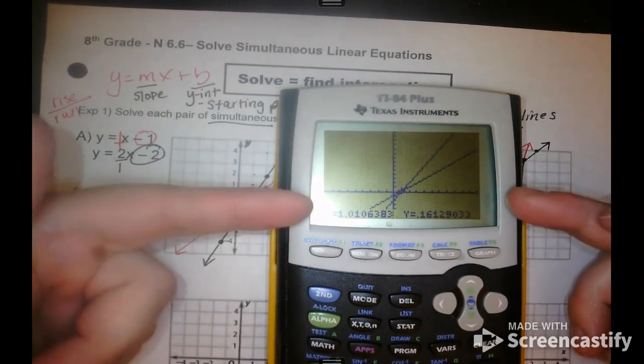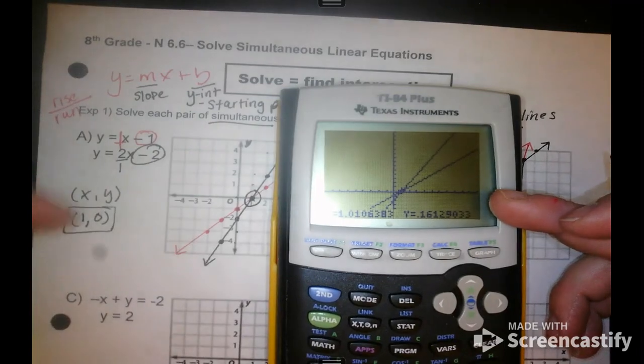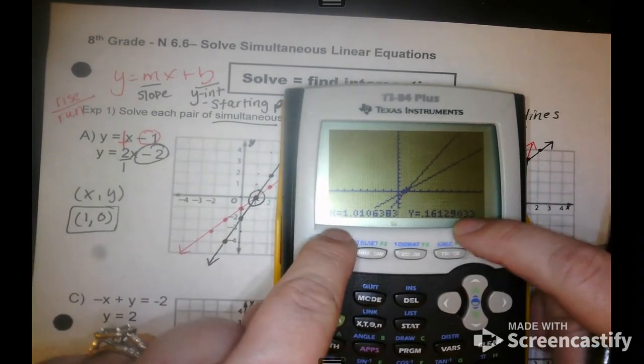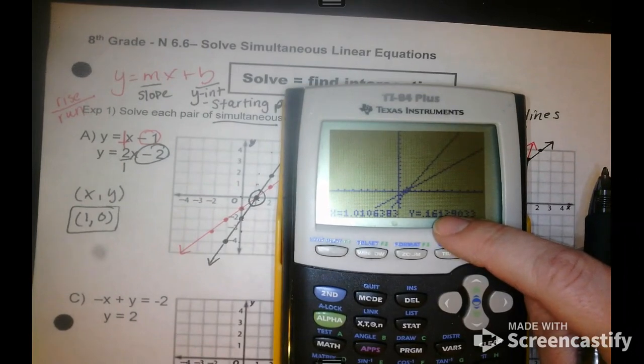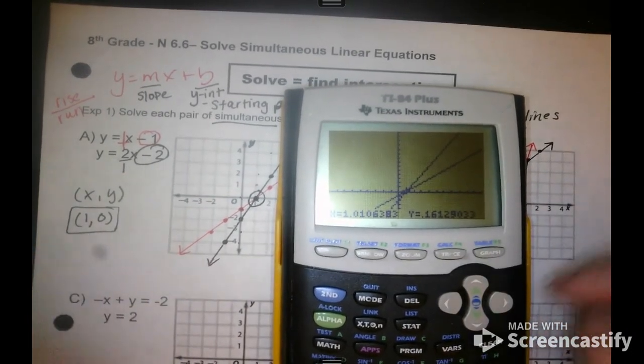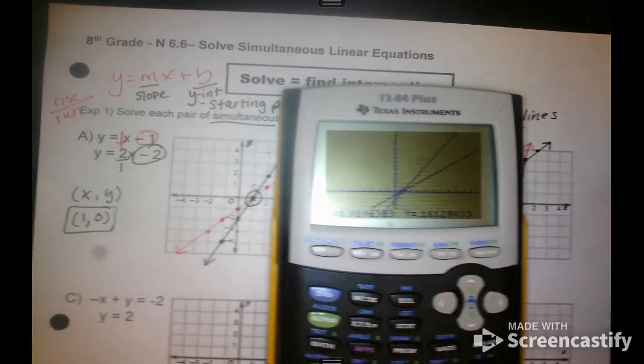But if you're doing these and you want your calculator to check, obviously you can tell 0.16 is really close to 0, right? And 1.01 is really close to 1. So you could use it to kind of gauge if you were doing it correctly or not. Okay?